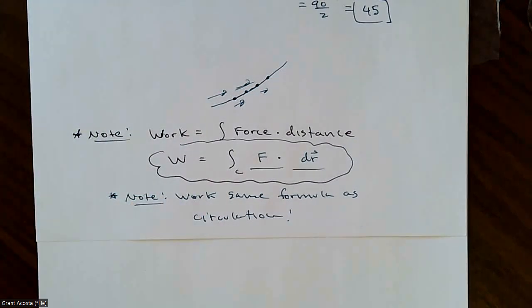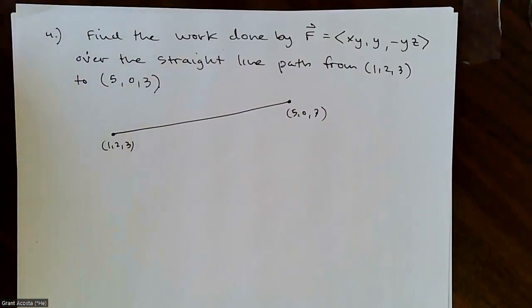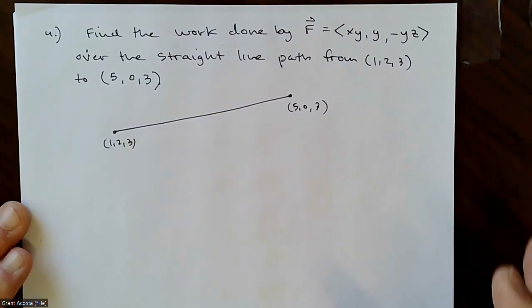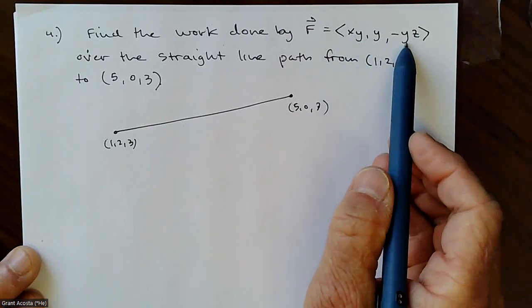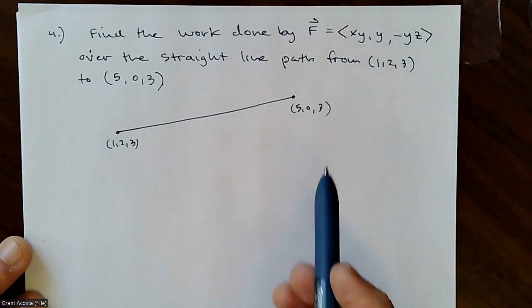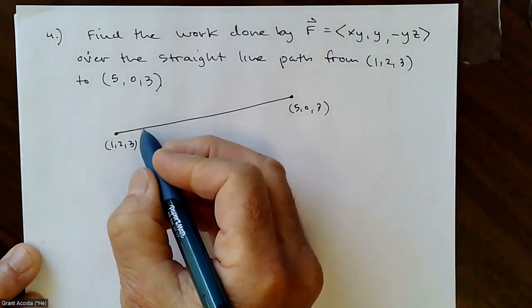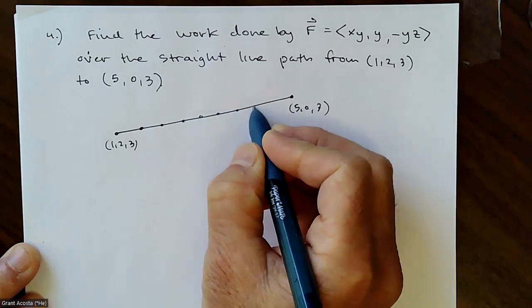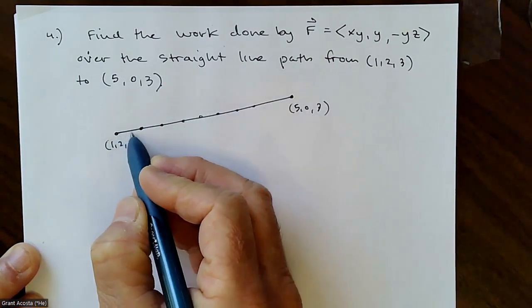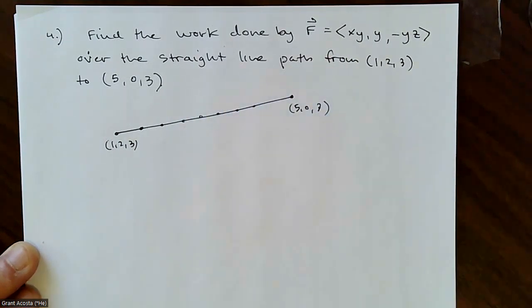So we'll do one final example with work. This one's a 3D example. I can't really sketch out anything here. That field is much more complicated in 3D. I have no idea what it looks like. But that's a force that's acting on, let's assume, a particle. And we're trying to calculate how much work is done in moving this particle from the point (1, 2, 3) to the point (5, 0, 3) on a straight line path.